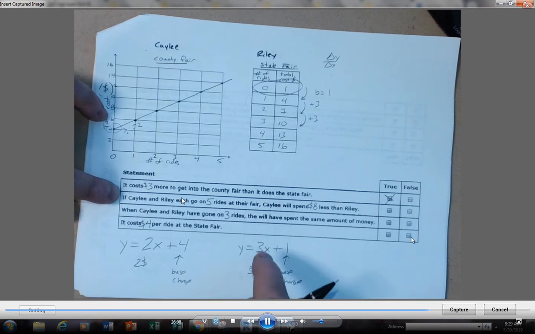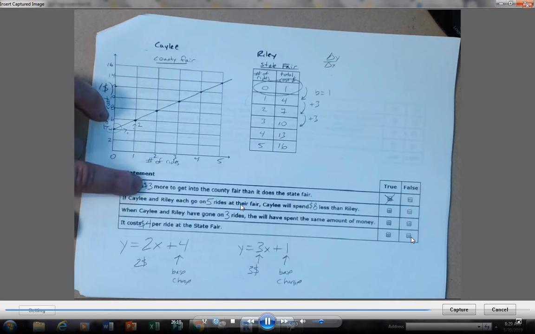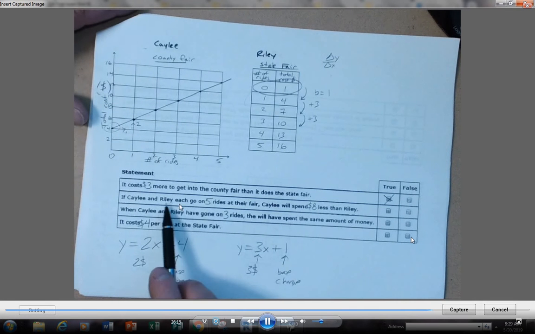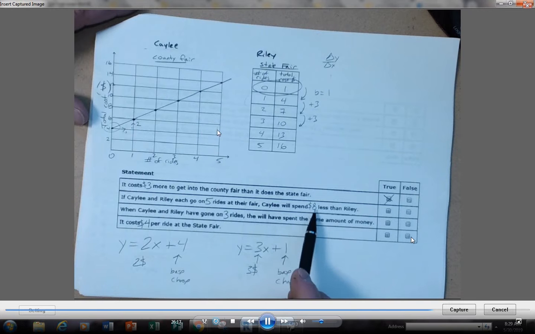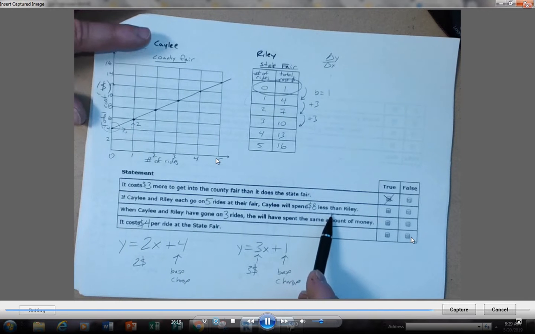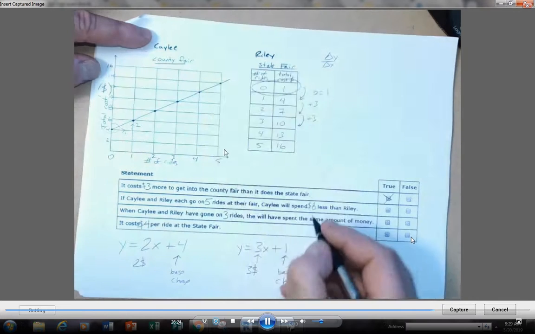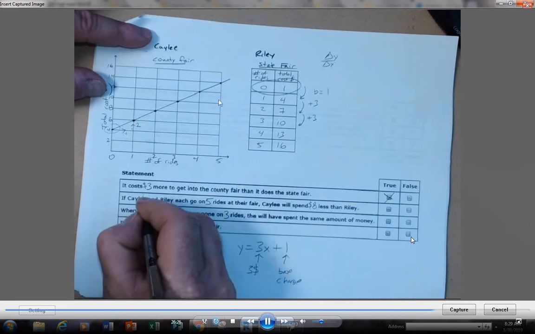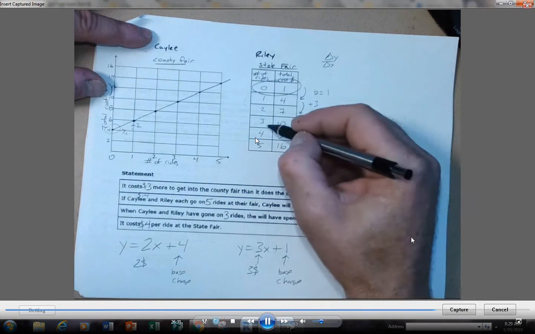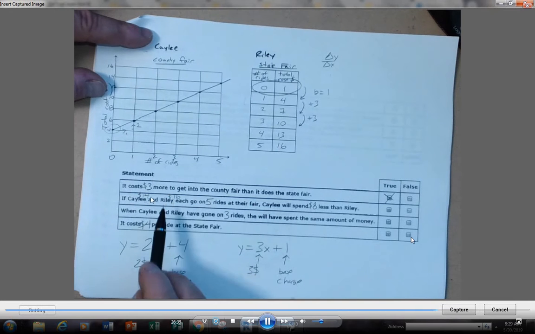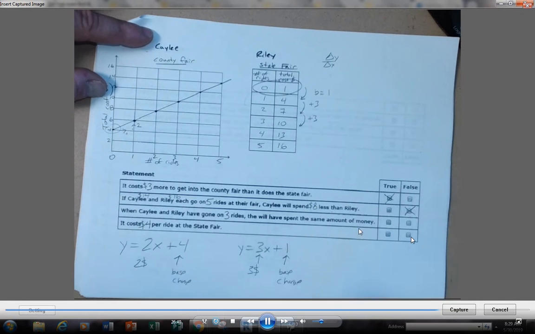Next problem. Kaylee, Riley, 5 rides. Kaylee spent $8 less. A little trickier. So Kaylee, after 5 rides, she spent $14 from the graph. So after 5 rides, Kaylee spent $14 total. Riley, after 5 rides, spent 16. And you could see 14 to 16, definitely not $8 less. So that would be false.